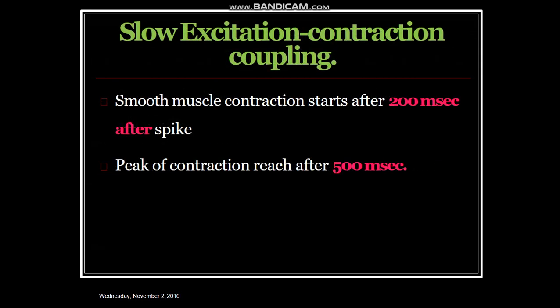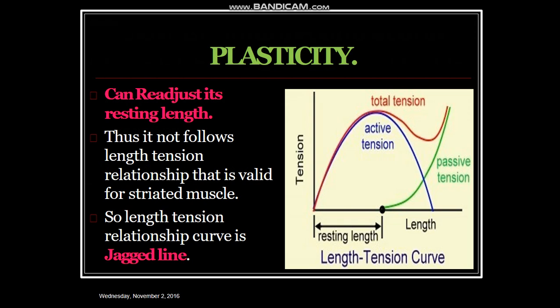Slow excitation-contraction coupling. Smooth muscle contraction starts 200 milliseconds after the spike. Peak of contraction is after 500 milliseconds. Plasticity: it can readjust its resting length.